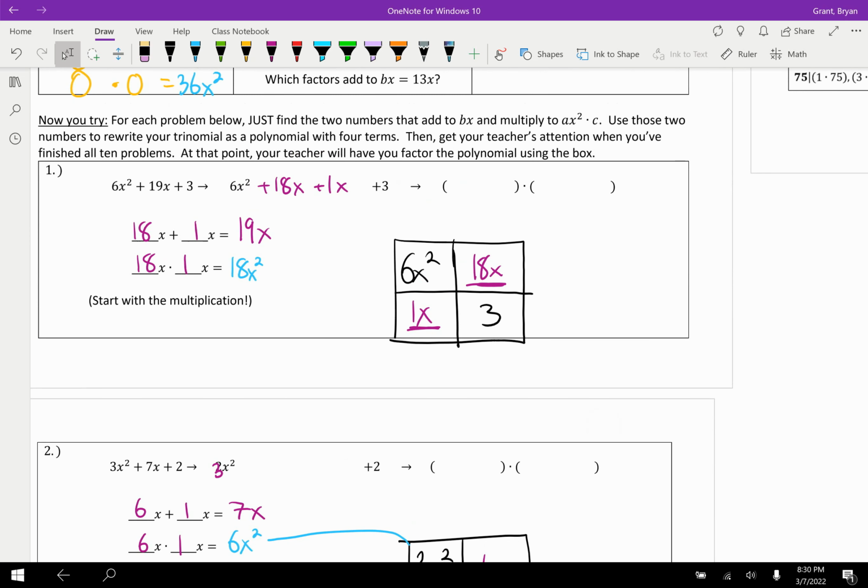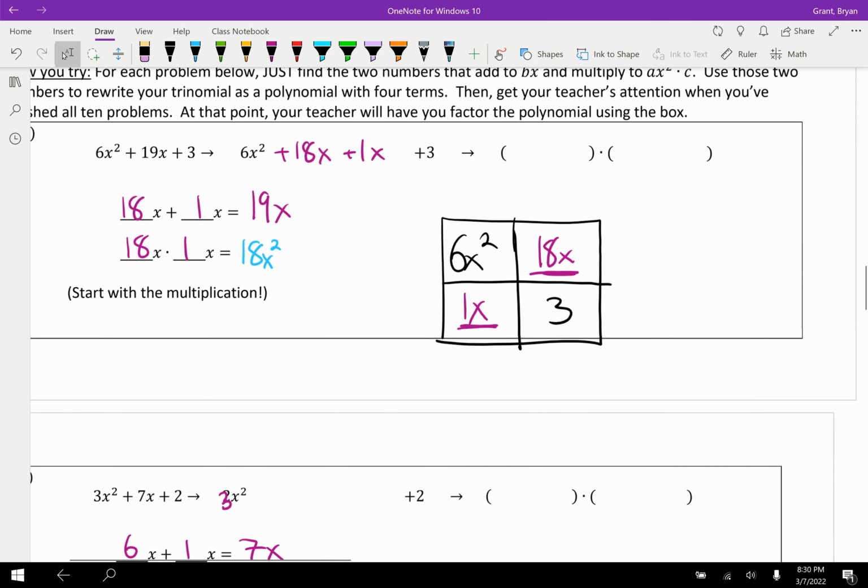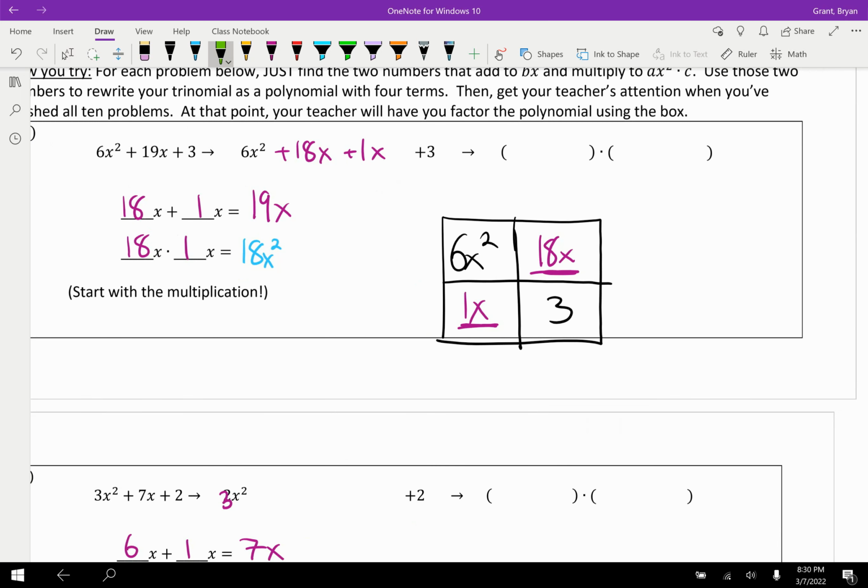So go ahead, pause the video, and start finding the outsides so we can actually put this bad boy in factored form. Right? And if you want a quick example, nothing too bad.